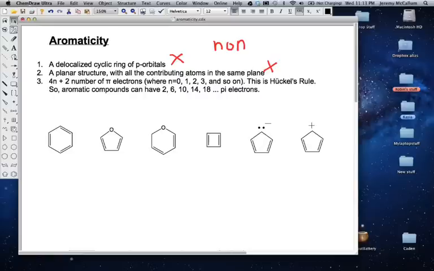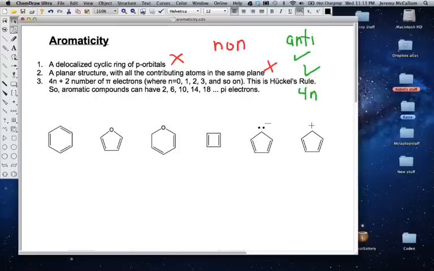The other possibility is if you have a compound that follows rule 1 and follows rule 2, but instead of having 4n plus 2 electrons, it has 4n electrons, so 4, 8, 12, 16, an even number that is divisible by 4, then that compound is called anti-aromatic.